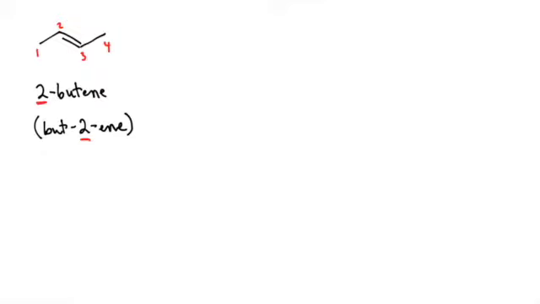So for example, if we had the following alkene, this is a 4-carbon chain, and as we count along the chain, the double bond starts at the 2 position. So it's between carbons 2 and 3. And so we say that this is 2-butene. Or we say it's but-2-ene. Where the 2 indicates the position of the alkene along the chain, and the ene indicates that you have a double bond.